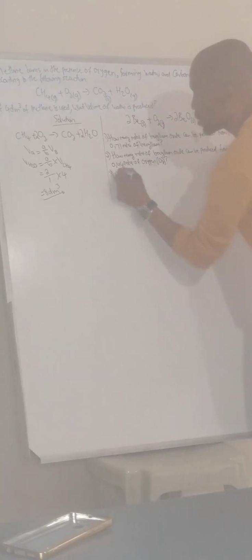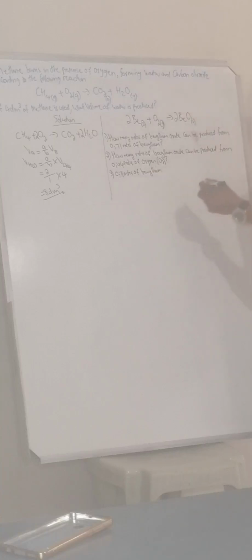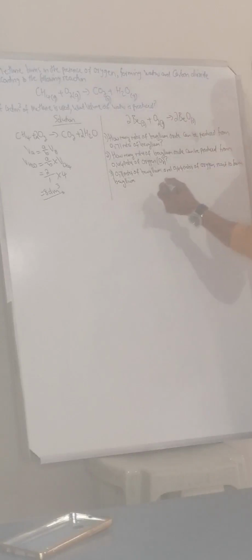The fourth one: 0.71 moles of beryllium and 0.44 moles of oxygen react to form beryllium oxide. Use your calculations above.